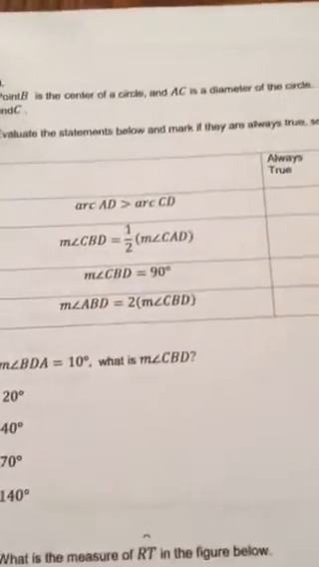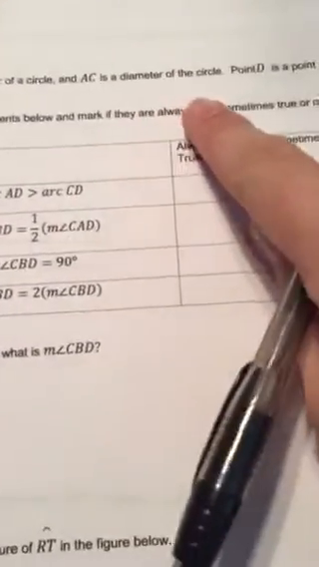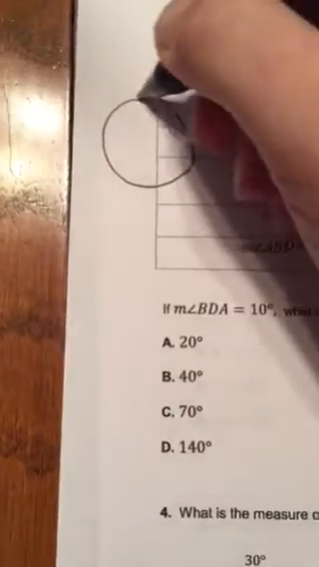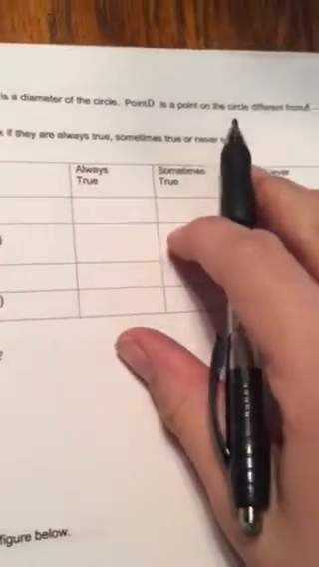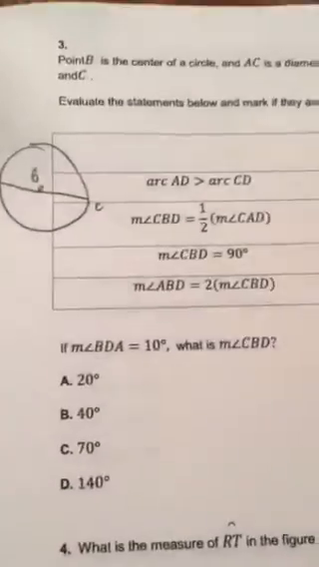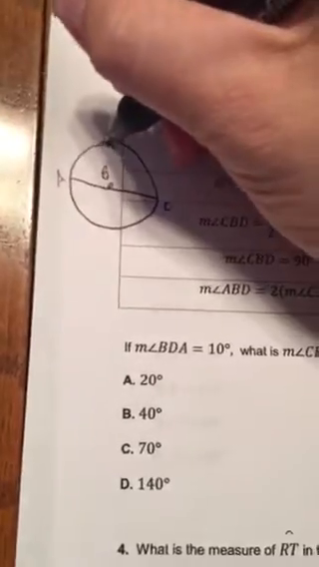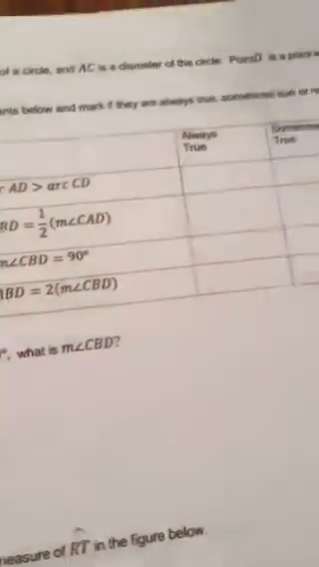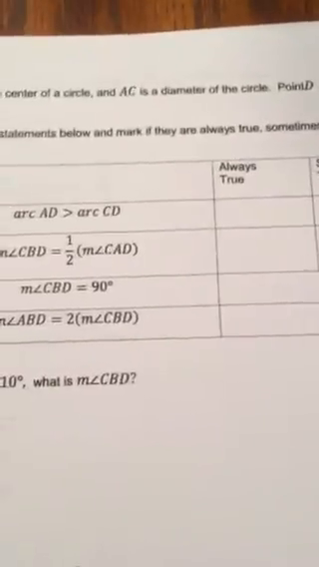All right. Point B is the center of a circle. AC is the diameter of a circle. Whoa, freeze. I need a picture. You know me, got to have a diagram always. All right, so here's your circle with center B. And AC is a diameter. Then we go back here. It says point D is a point on the circle different from A and C. Okay, so I'm just going to put D right here. I don't really care. Evaluate the statements below and mark if they are always true, sometimes true, or never true.